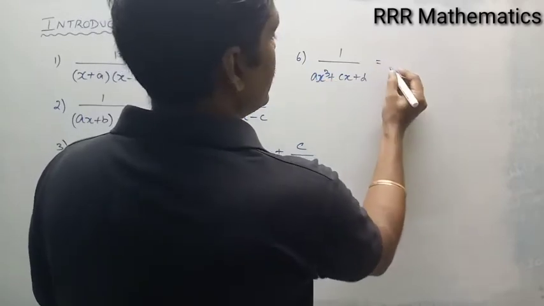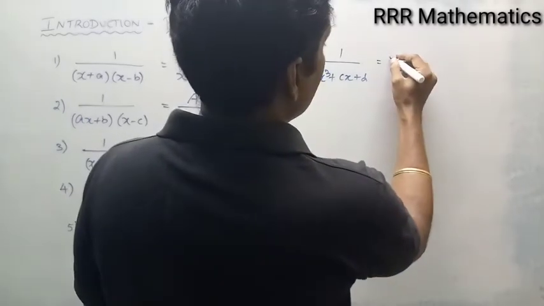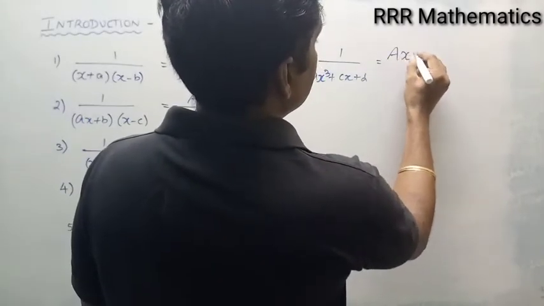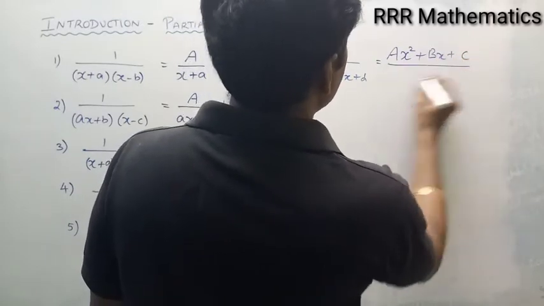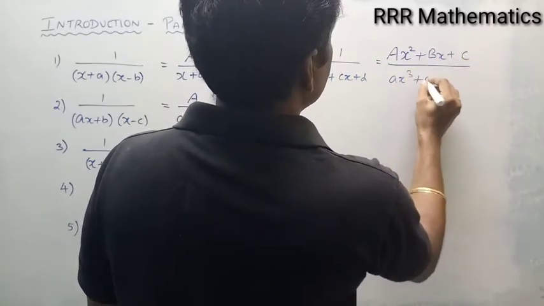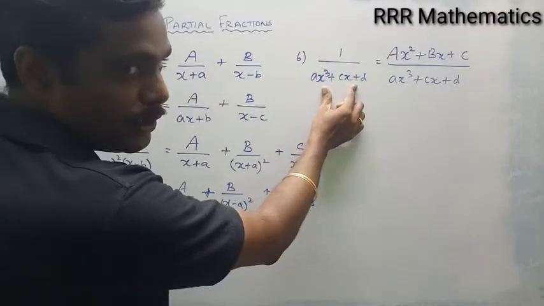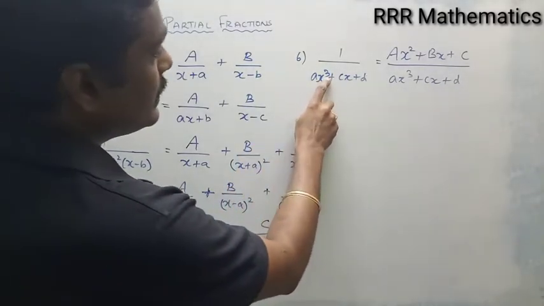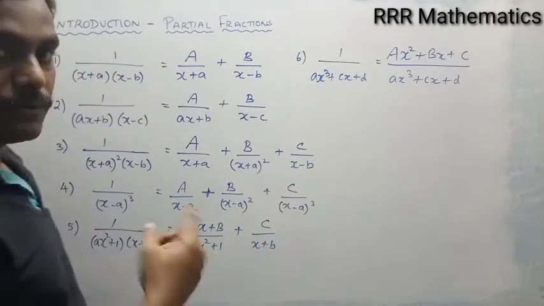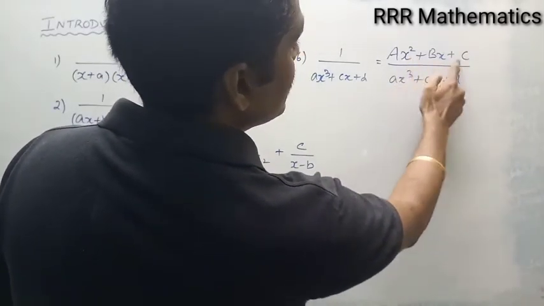Then what do you want to write? This is degree 3. What is the previous one? Quadratic. What is the general form of the quadratic one? Some constant x square, some constant x, some constant c divided by ax cube plus cx plus d. Got it? Suppose you have a cubic polynomial here that you cannot factorize. Then what is the degree here? 3. So 3 minus 1, 2. So you write the general second degree, that is ax square plus bx plus c.